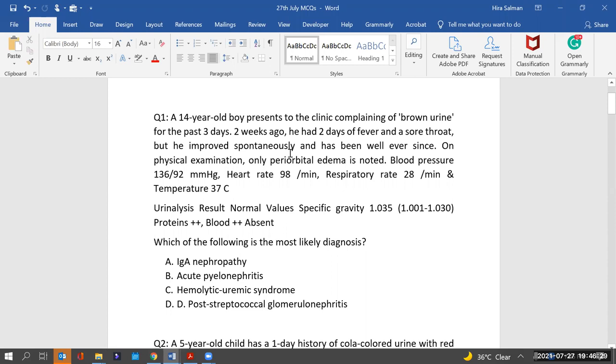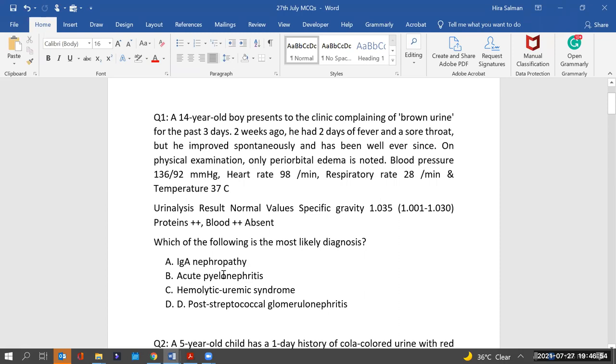That's pharyngeal involvement, and the question may also mention some skin problem like impetigo as well, but it's not mentioned here. Now on urinalysis, the specific gravity is in the normal range, but you may appreciate protein and blood in the urine. So protein is plus and blood is plus, which means they are there. So how are you going to say what is the most likely diagnosis here?